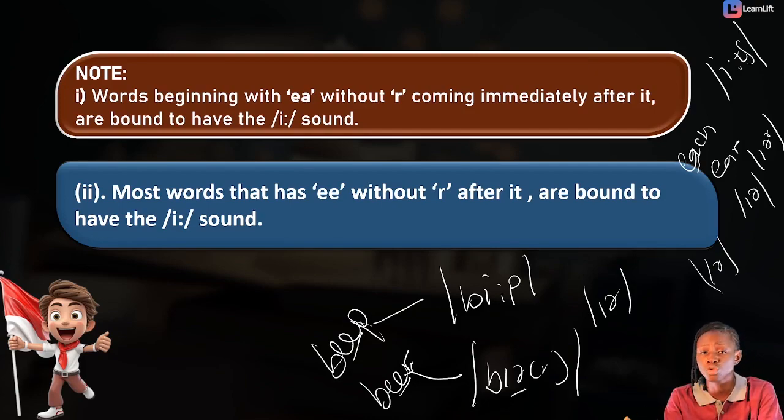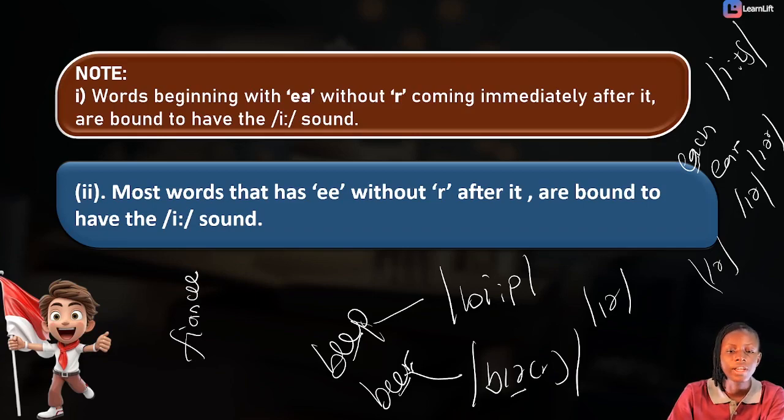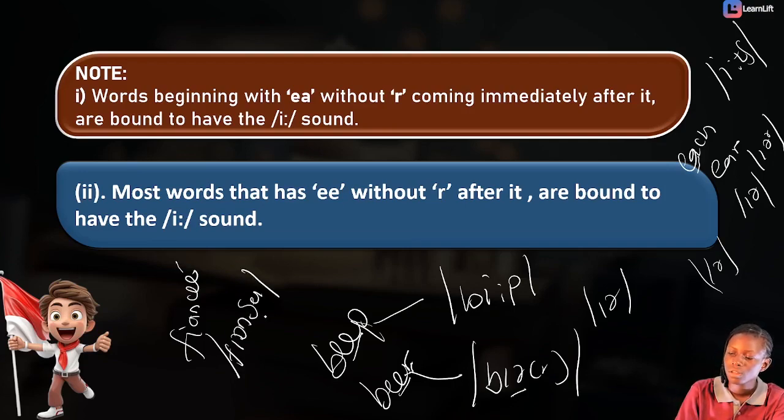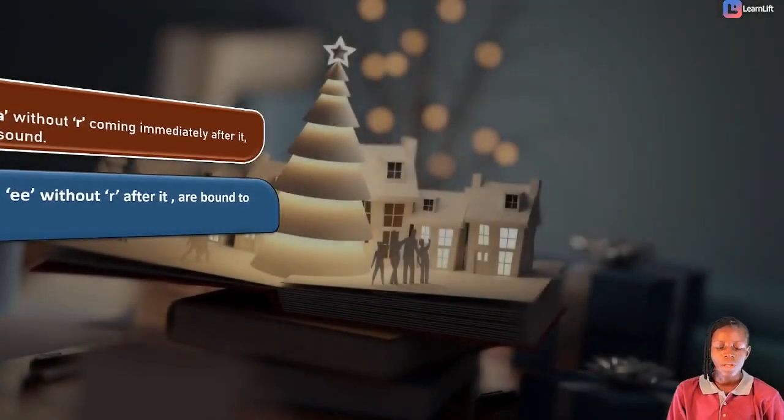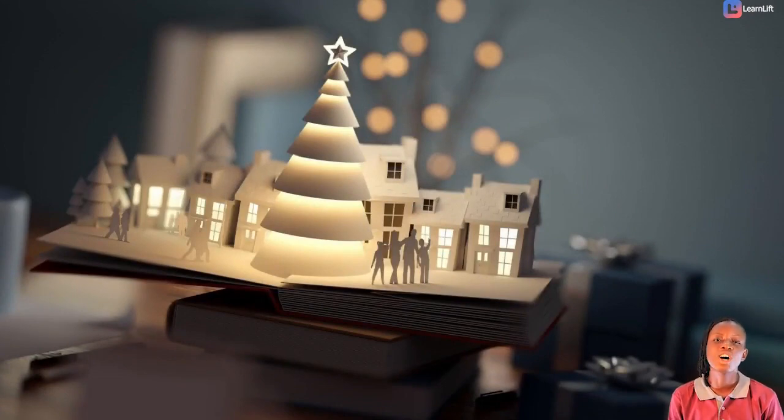Another exception to this rule is our fiancé. Now this is my fiancé. Now it has EE, good and fine, but it doesn't have the E sound. Fiancé. Now it is transcribed as this. Say, fiancé. How about the A sound? This is a diphthong. A. Okay, do not forget these. This brings us to the end of this class.